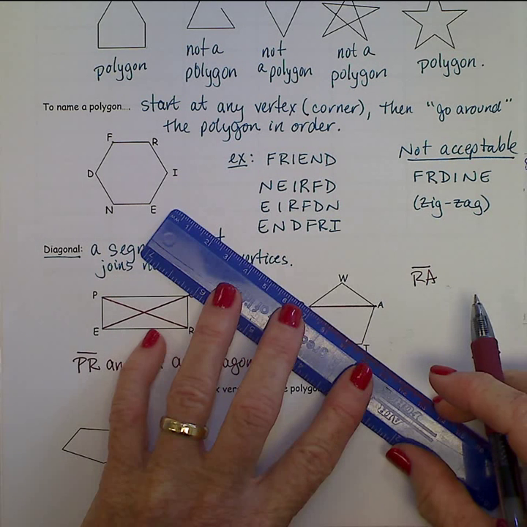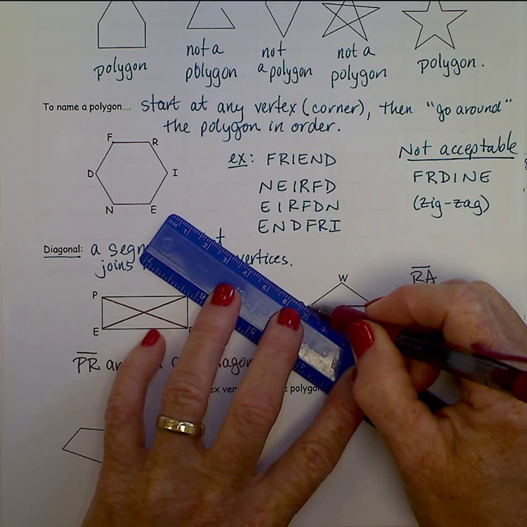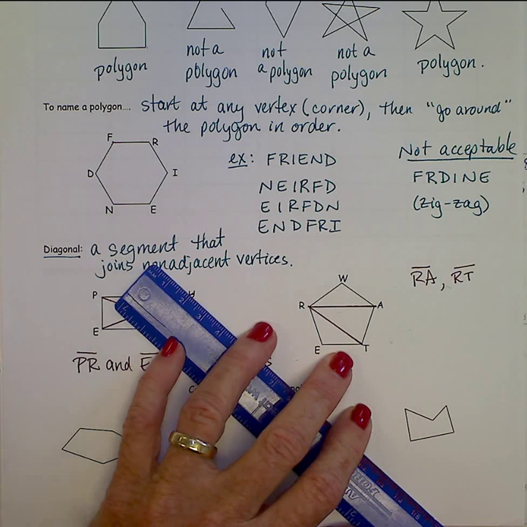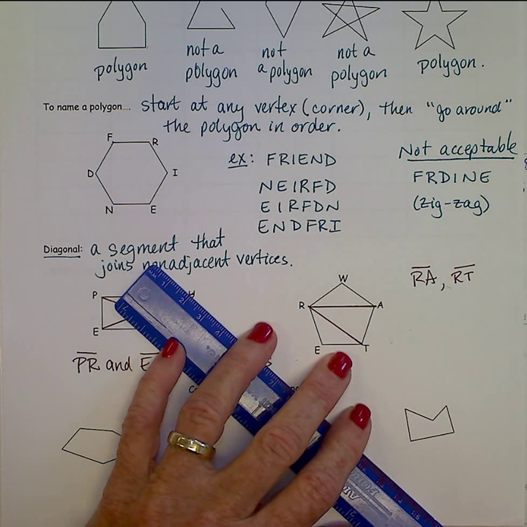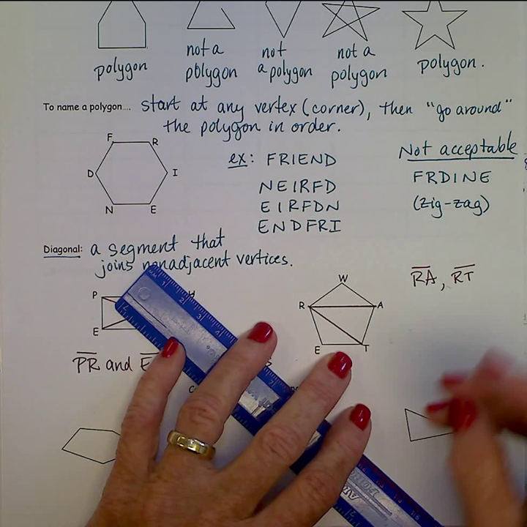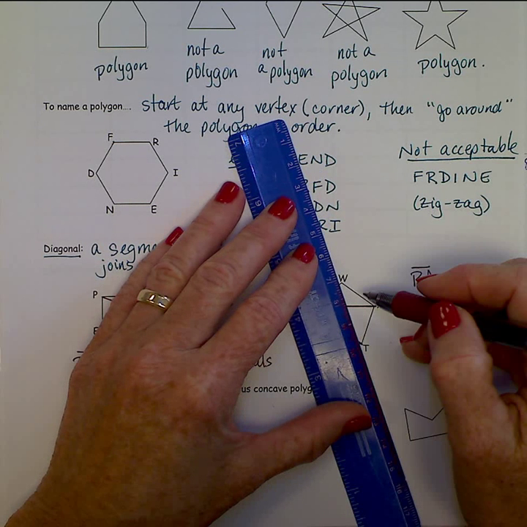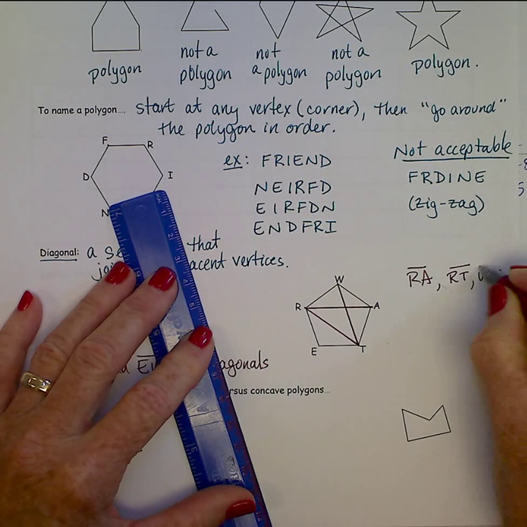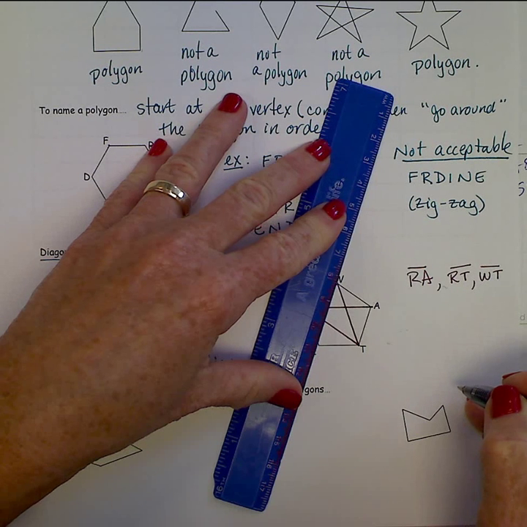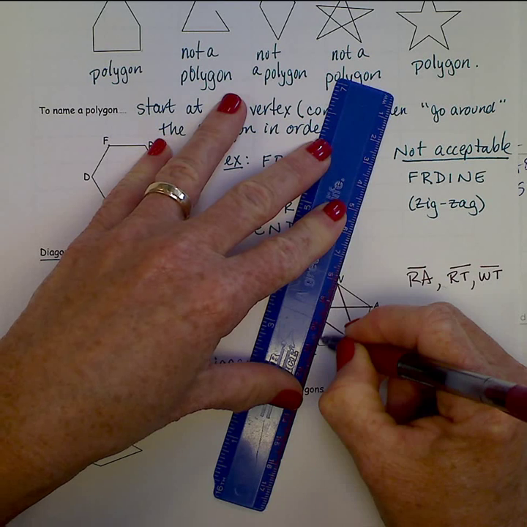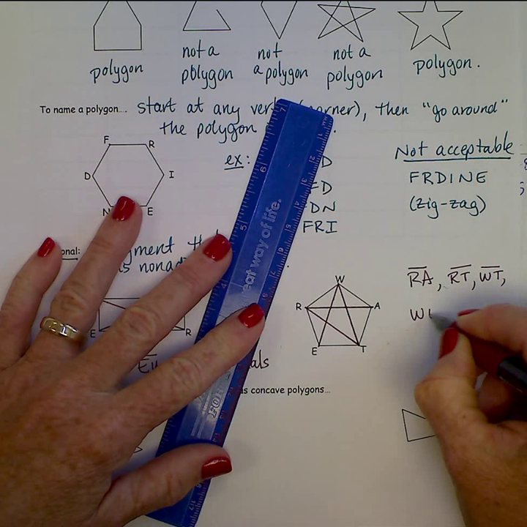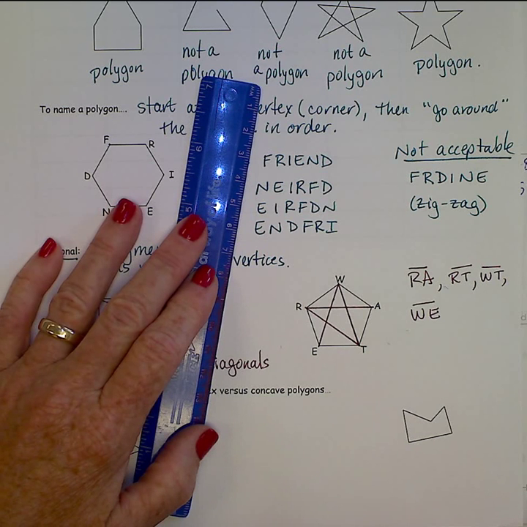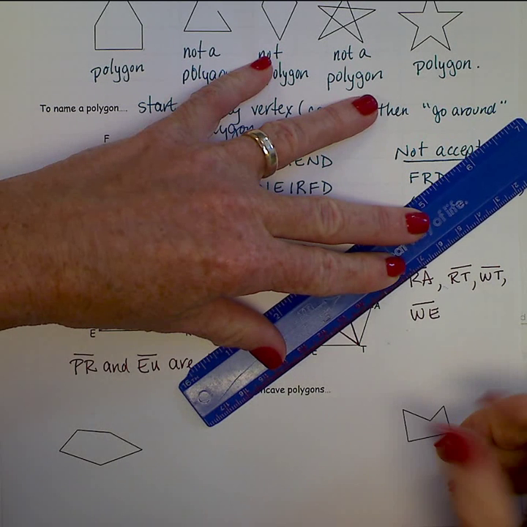Here's another diagonal. RT is another diagonal. Do you see any more? WT is a diagonal. WE is a diagonal. There's one more diagonal. Who sees it? Yep. EA is the last diagonal here.